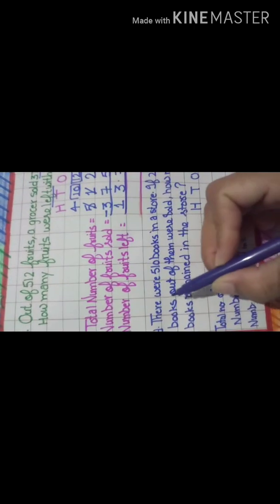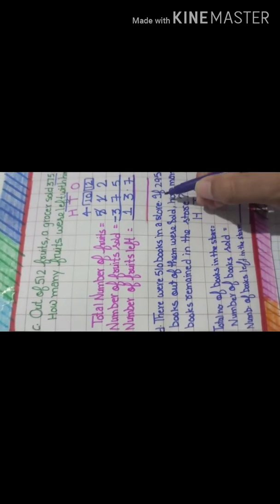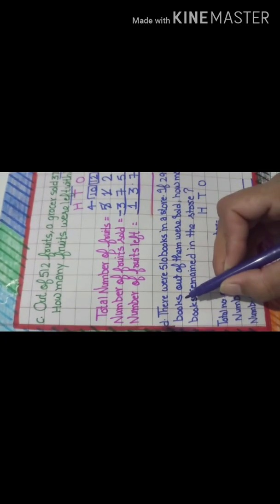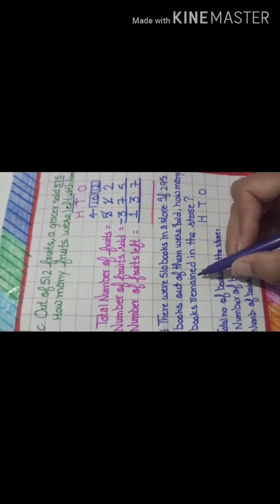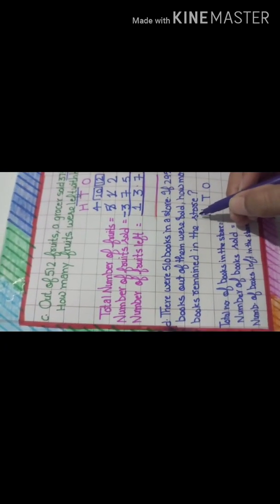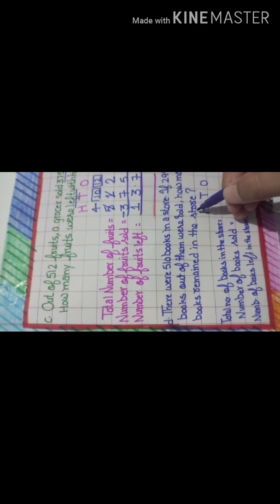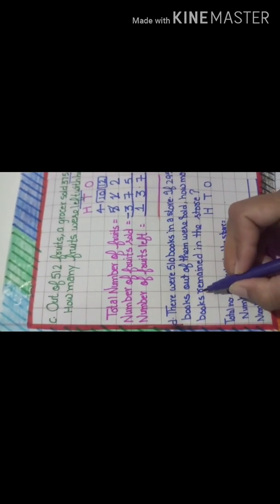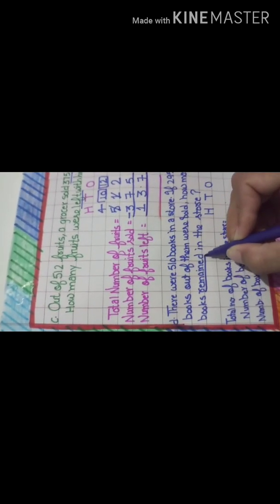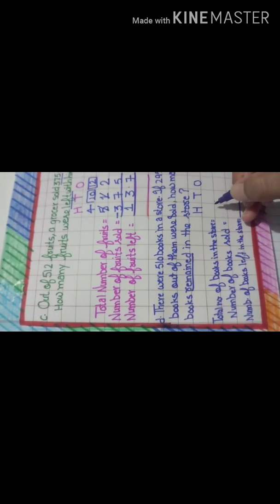The next sum is: there were 510 books in a store. If 295 books out of them were sold, how many books remained in the store? So after reading the statement, we have to underline the keyword. Here the keyword is remained. Now we will start writing the digits according to their places.